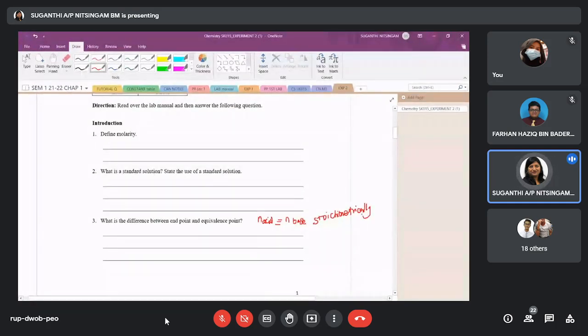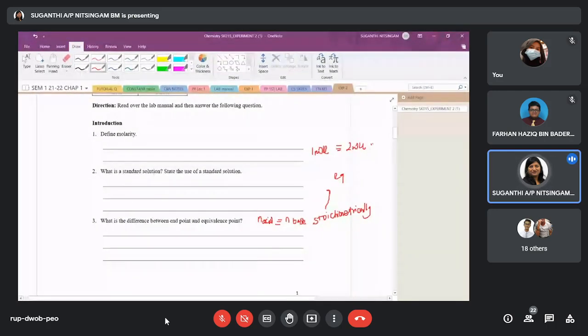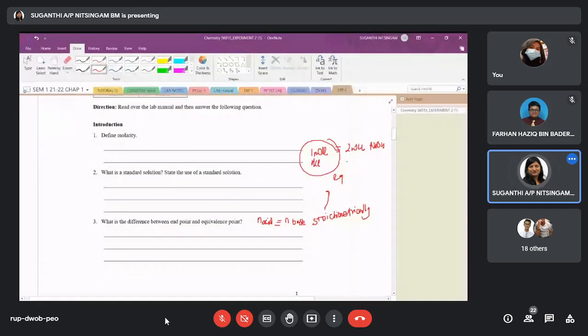Stoichiometrically, it has reacted stoichiometrically. So "equal" doesn't mean equal moles, it has to follow the equation. If say 1 mole of acid reacts with 2 moles of base, we have to follow the stoichiometry.